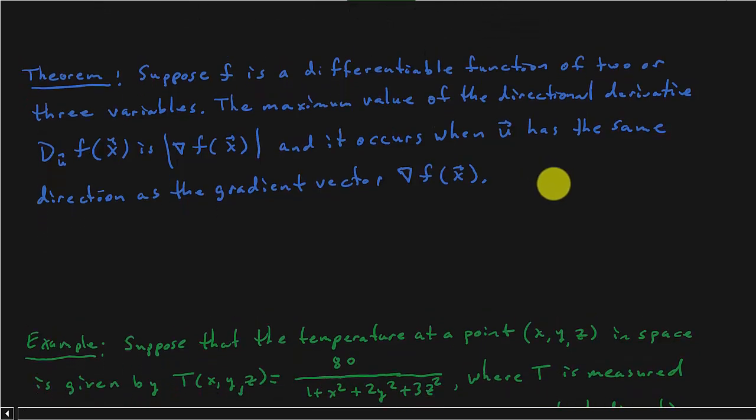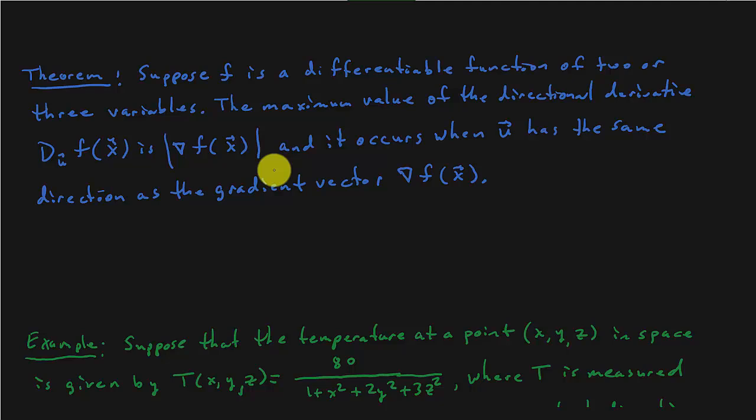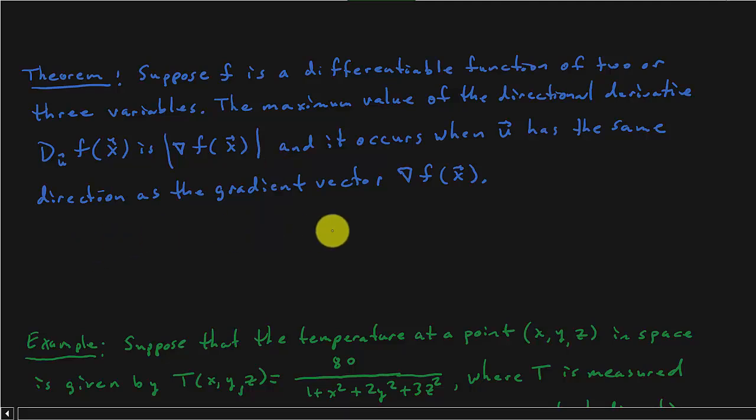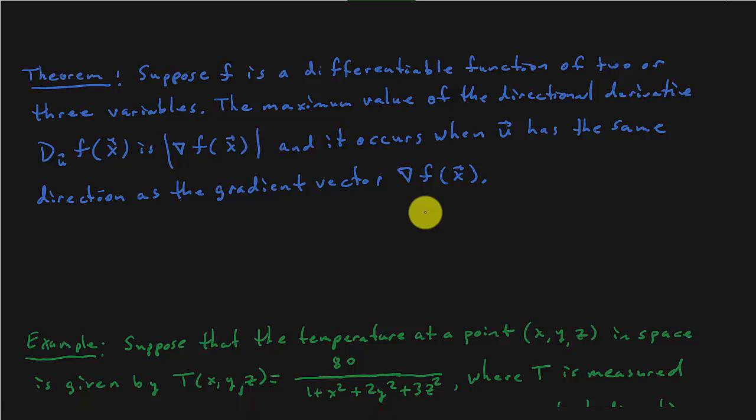All right, so let's look at this. We've got a theorem here. Suppose f is a differentiable function of 2 or 3 variables. The maximum value of the directional derivative is the magnitude of the gradient. And it occurs when u has the same direction as the gradient vector. All right, so let's look at an example.